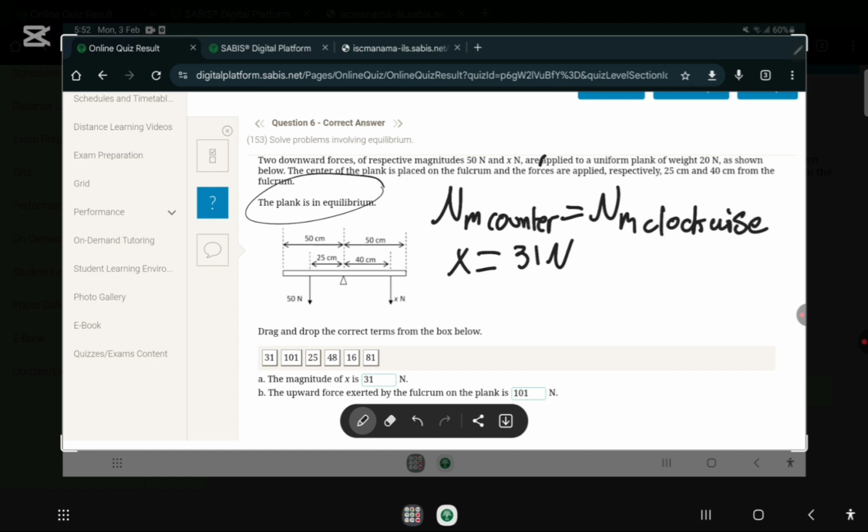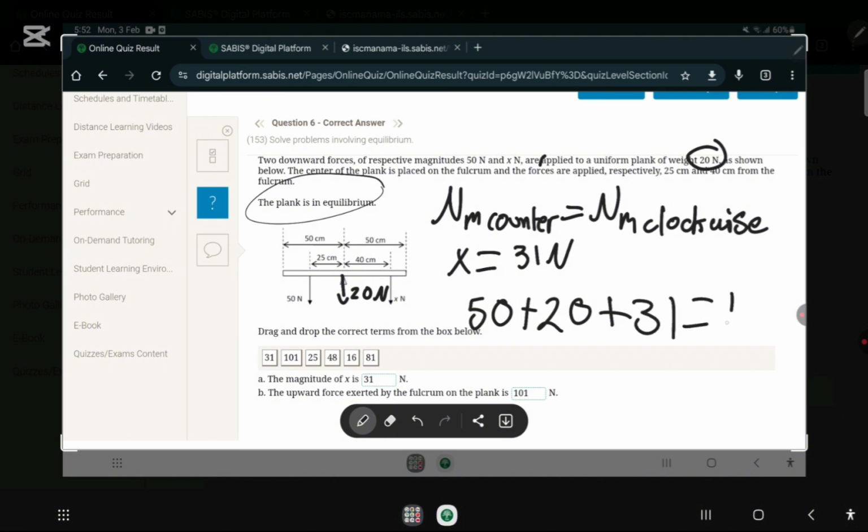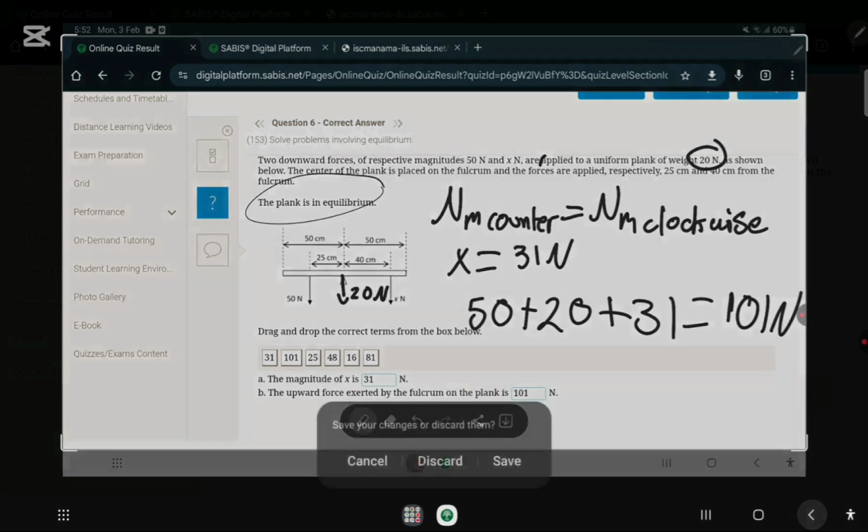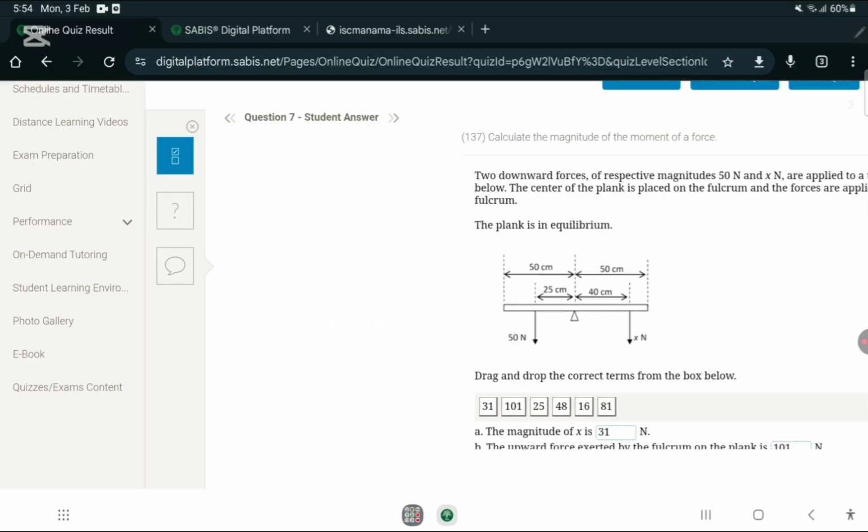The upward force on the plank, since we said it's at equilibrium, equals all the forces going down added up. We add them all up. Here they said the weight is 20, so the weight of the fulcrum is 20 newtons. We do 50 plus 20 plus 31. It's going to give me 101. That's it. As simple as that. Get 101 newtons. Alright, on to the next.